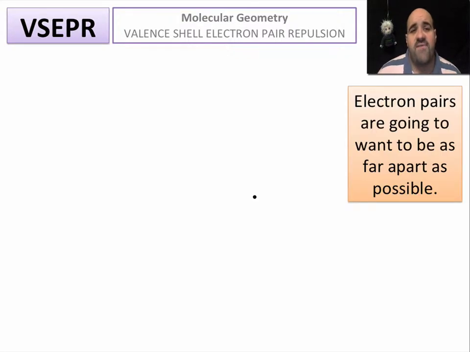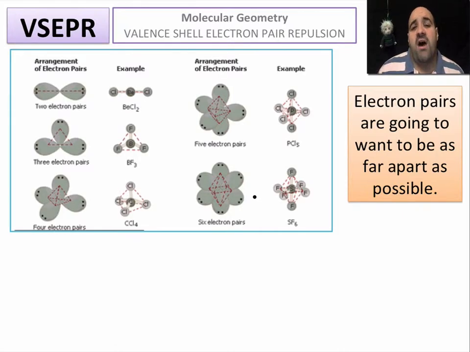The idea for VSEPR theory is that electron pairs are going to want to be as far apart as possible. If you had two electrons near one another, they're going to repel. Two like charges will repel. Two protons near each other will repel. A negative and a positive will come together. So we're going to look at that principle in terms of determining the shapes of molecules, and we're going to see a very easy method of doing so.